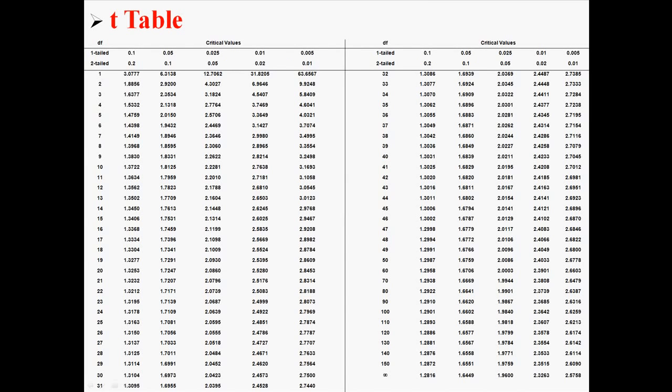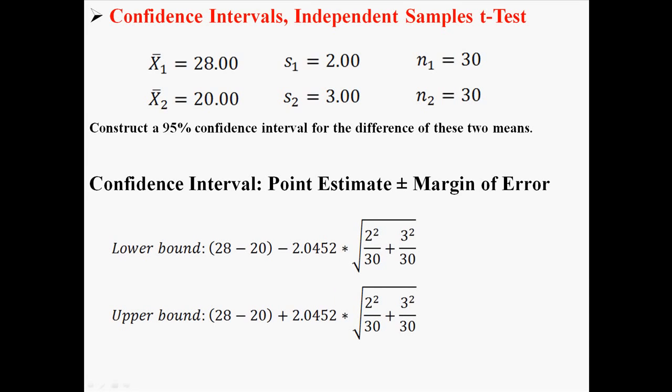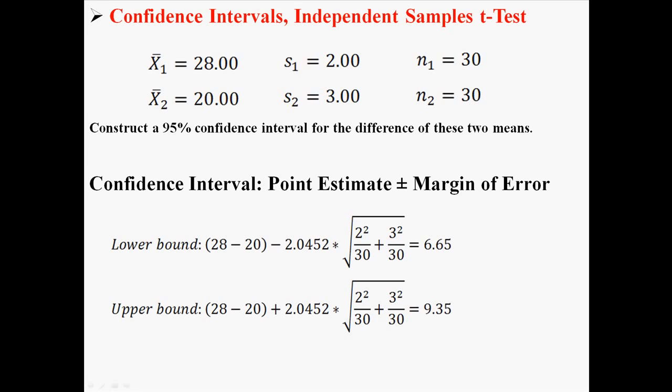So I'm going to go to my t-table, and we're going to use an alpha of 0.05 and degrees of freedom 29 to look up our t-value, which in this case would be 2.0452. So, constructing a 95% confidence interval for this information, we would use a t of 2.0452. And now we have everything we need to calculate the lower and upper bounds. So if I solve for this information, I get a lower bound of 6.65 and an upper bound of 9.35.